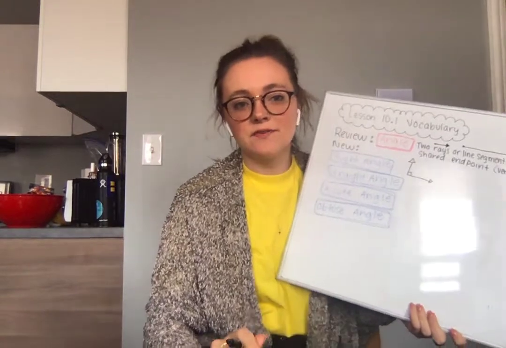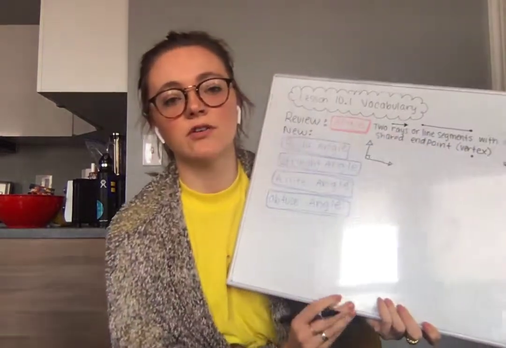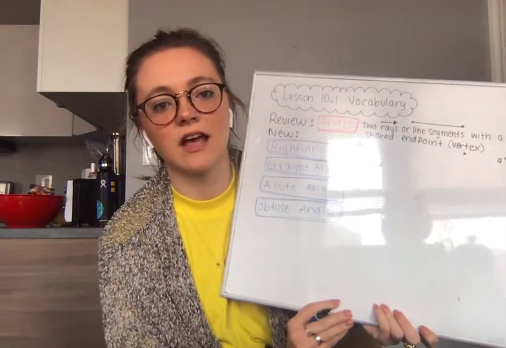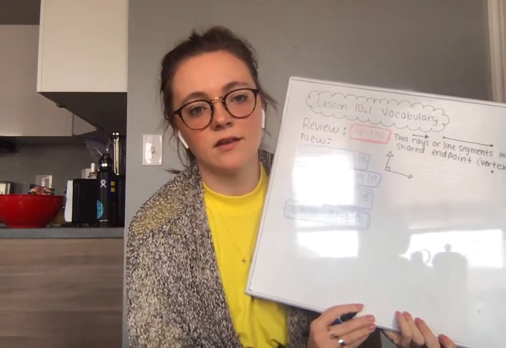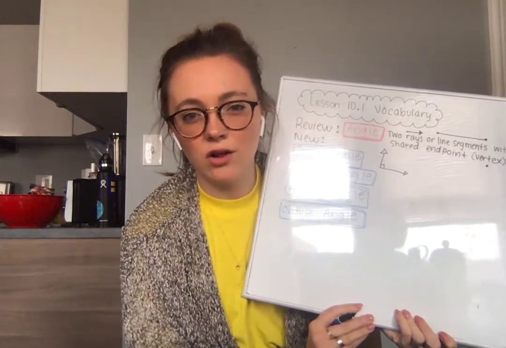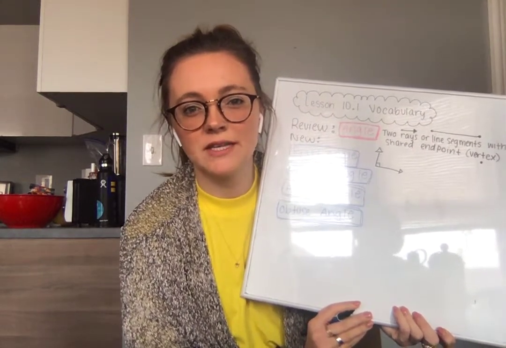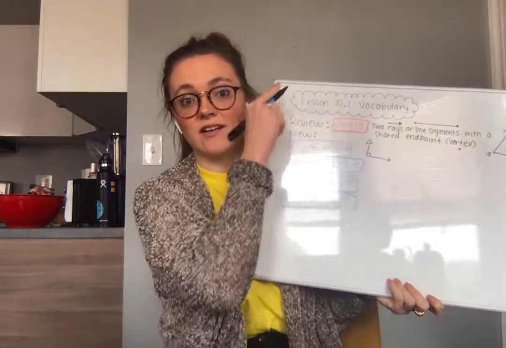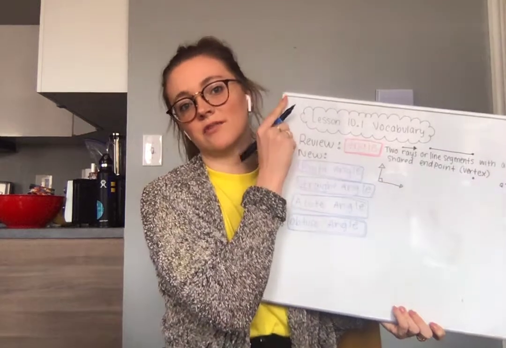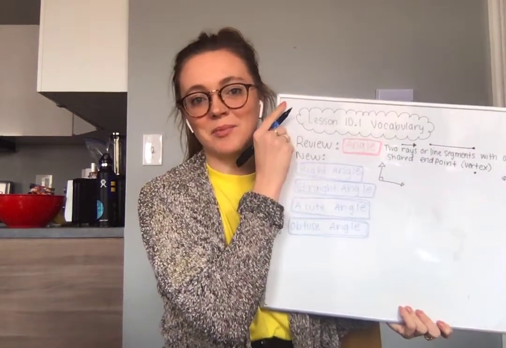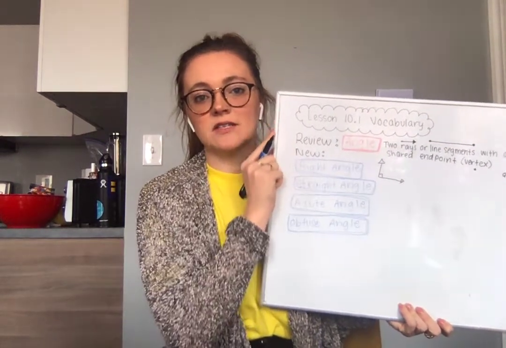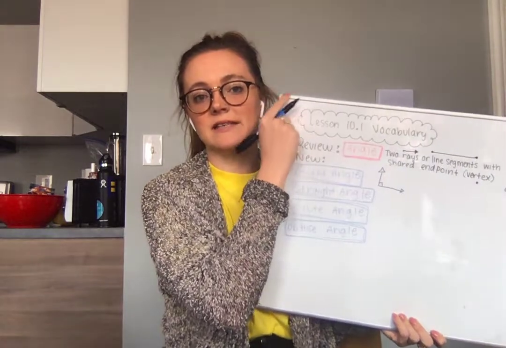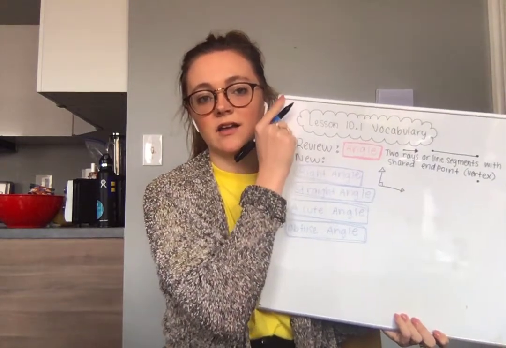I want you to pause for a moment and ask yourself, what do you notice about the angle that I have drawn? We see right angles all over in our life. I want you to think of one place in your life where you see a right angle. I see one right now. The corner right here of my whiteboard is a right angle. So a right angle makes a perfect square in the corner.